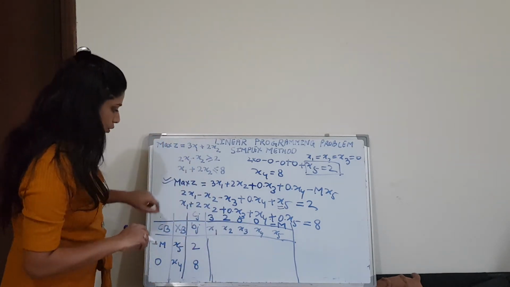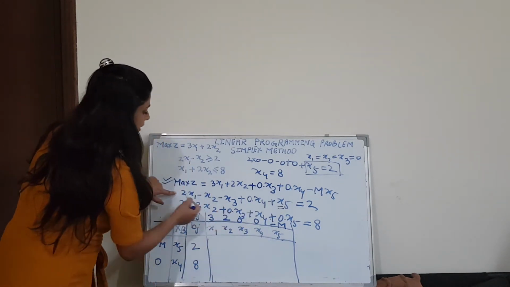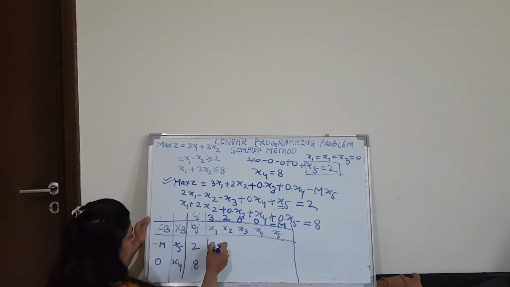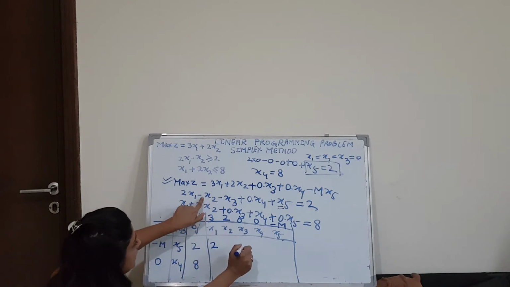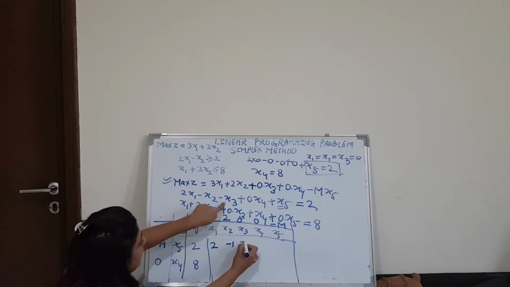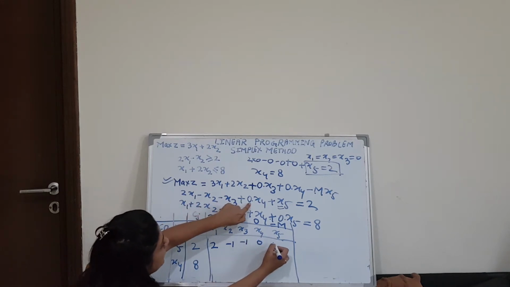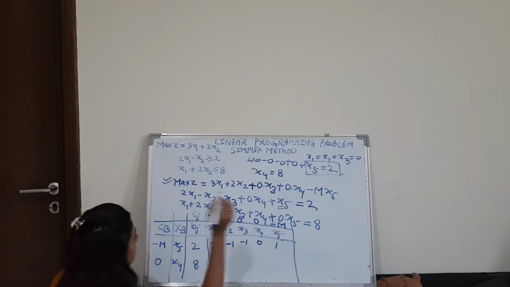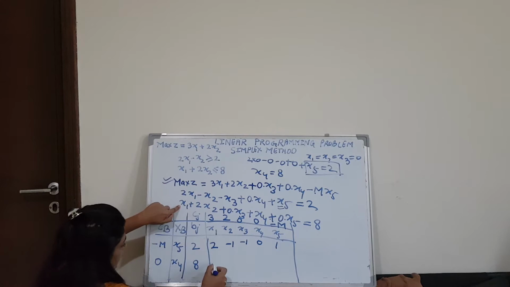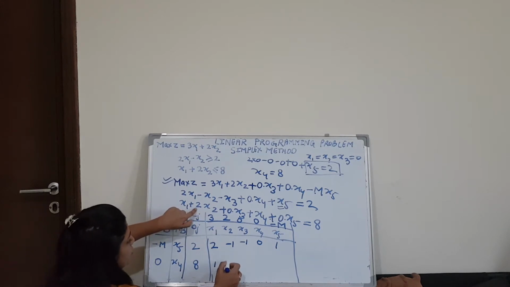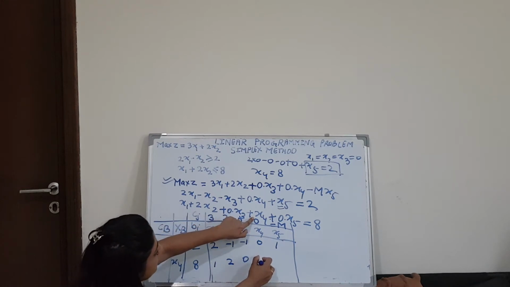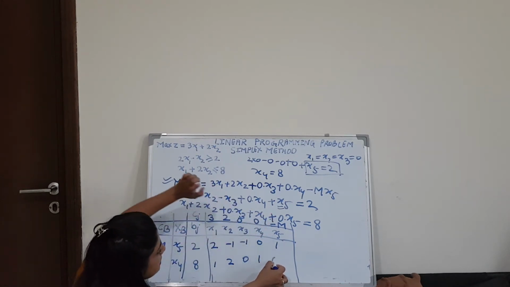As we know, from the first equation we will write here coefficients of all variables: 2, x2 coefficient is minus 1 because the minus sign is there, x3 minus 1, x4 0 and x5 is 1. Now from the second equation, x1 coefficient is 1, x2 coefficient is 2, x3 coefficient is 0, x4 coefficient is 1 and x5 coefficient is 0.